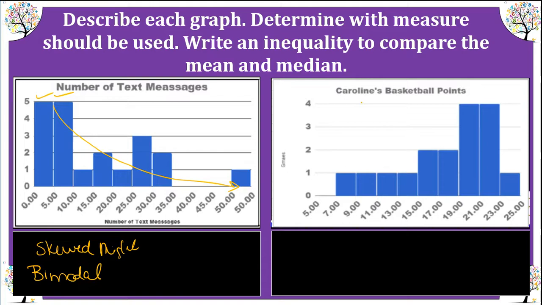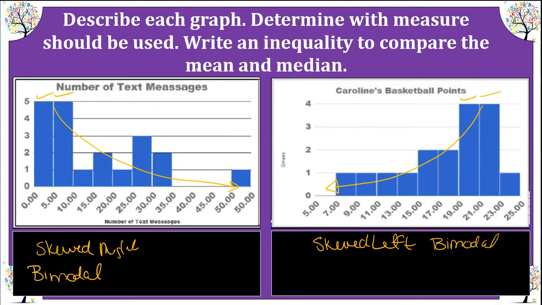In this graph, basketball points, most of the points lie on the right side, but we do have some on the left, and our data is being pulled to the left. And so we have skewed left, and there are two clear peaks, bimodal.